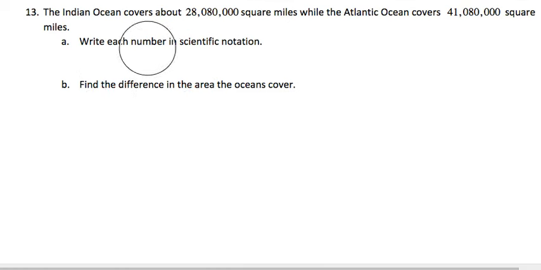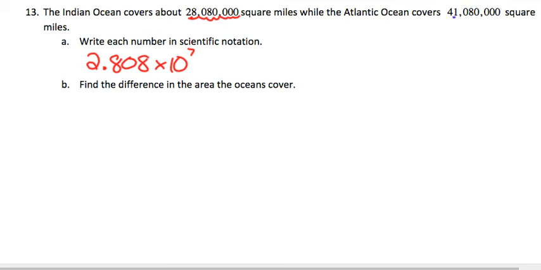And finally, let's do a word problem of scientific notation. So the Indian Ocean covers about 28 million 80,000 square miles, and the Atlantic Ocean covers 41 million 80,000 square miles. Write each number in scientific notation. Okay. So first off, let's write both of these in scientific notation. So I'm going to place my decimal after the first significant digit. So 2.808 times 10 to some number. So let's count what that number is. 1, 2, 3, 4, 5, 6, 7.